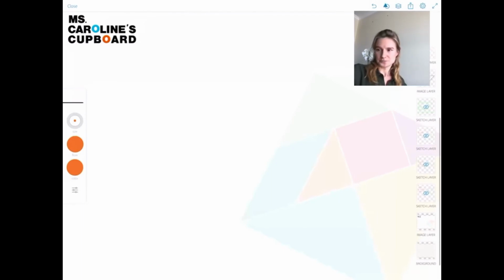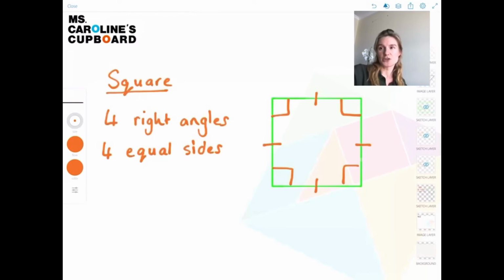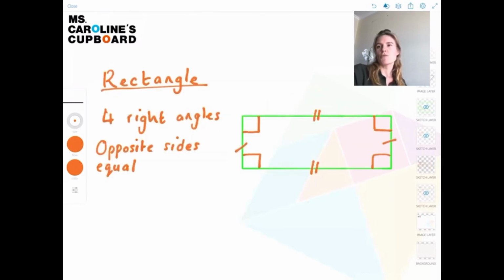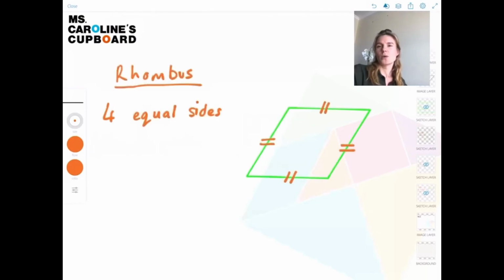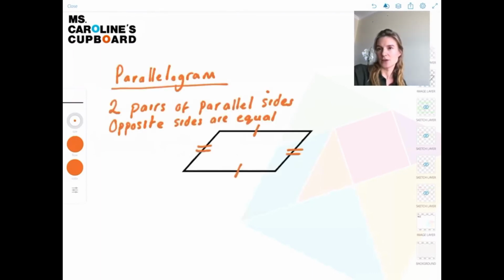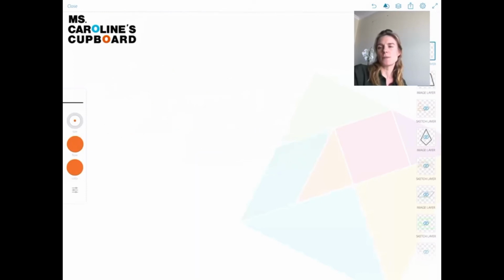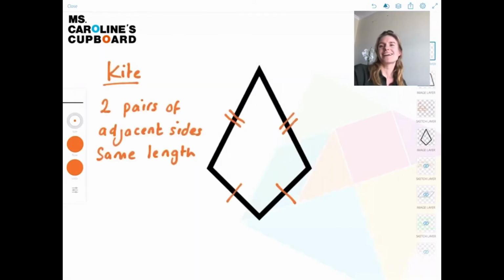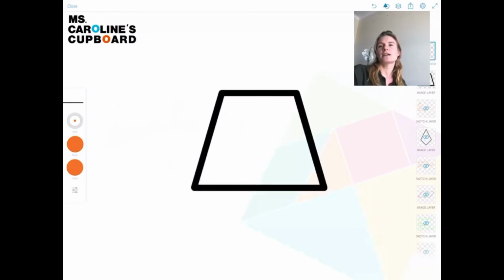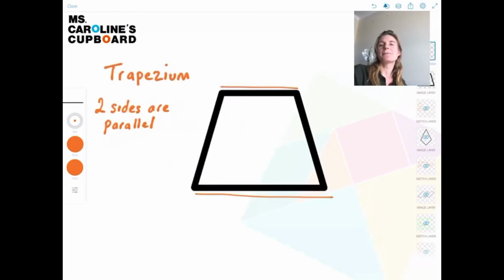Okay, so we've got a fresh idea of all of our quadrilaterals in our head. Let's go through it again. We've got our square. We've got our rectangle. We have got our rhombus with our four equal sides. Our parallelogram. Where are you? There you are, parallelogram. Two pairs of parallel sides with opposite sides equal. We have our kite. Nice easy one to remember. We have our trapezium.